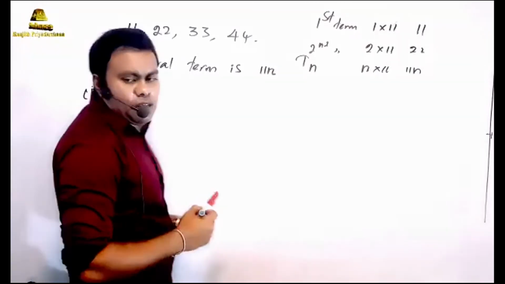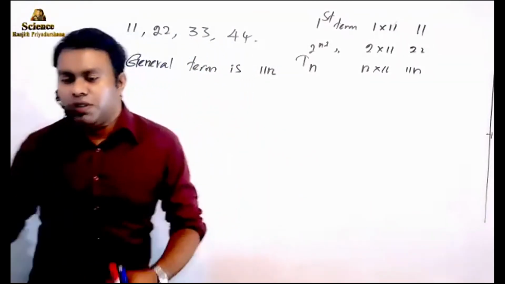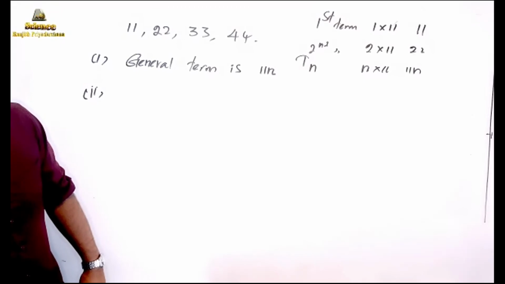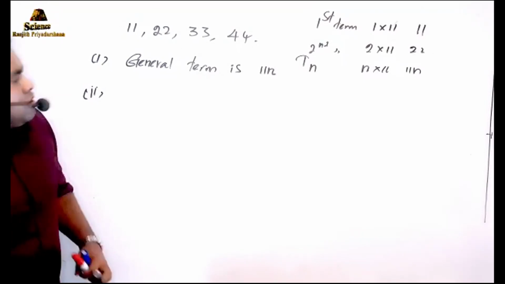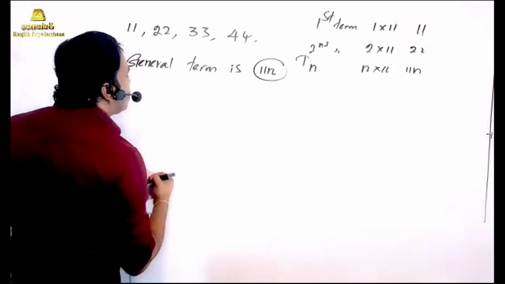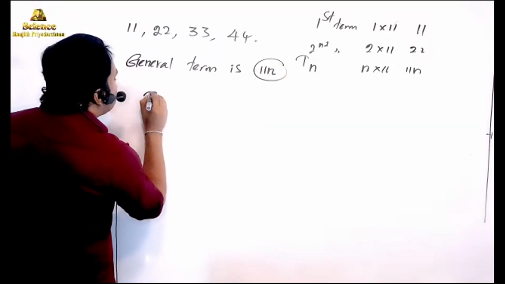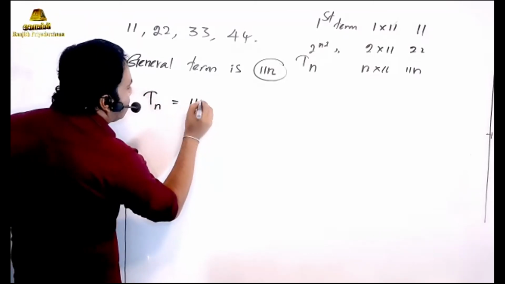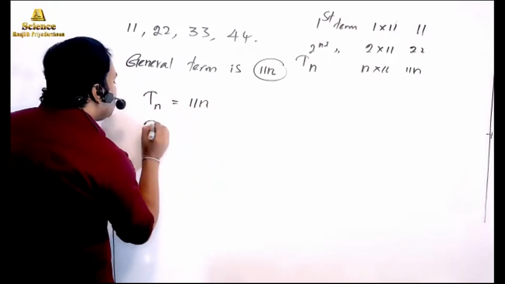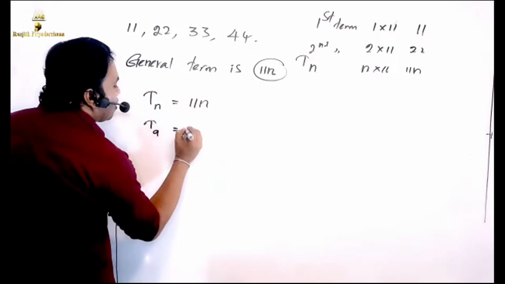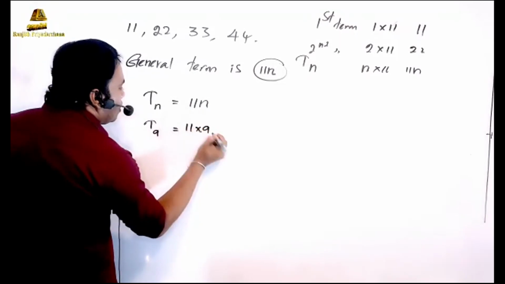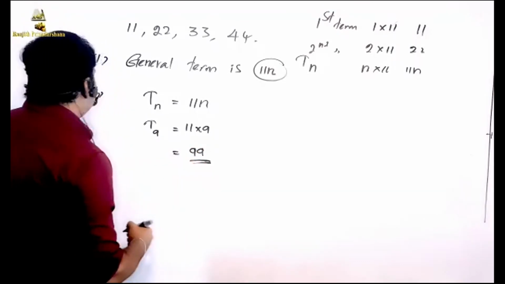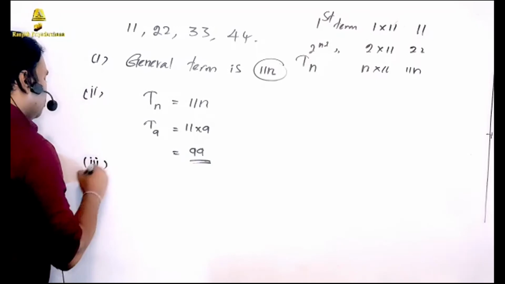Second question. So what has been asked? What is the ninth term? Very easy. Now you know the general term. Therefore, the ninth term: the nth term Tn equals 11n, so T9 equals 11 into 9, which equals 99. Very easy.